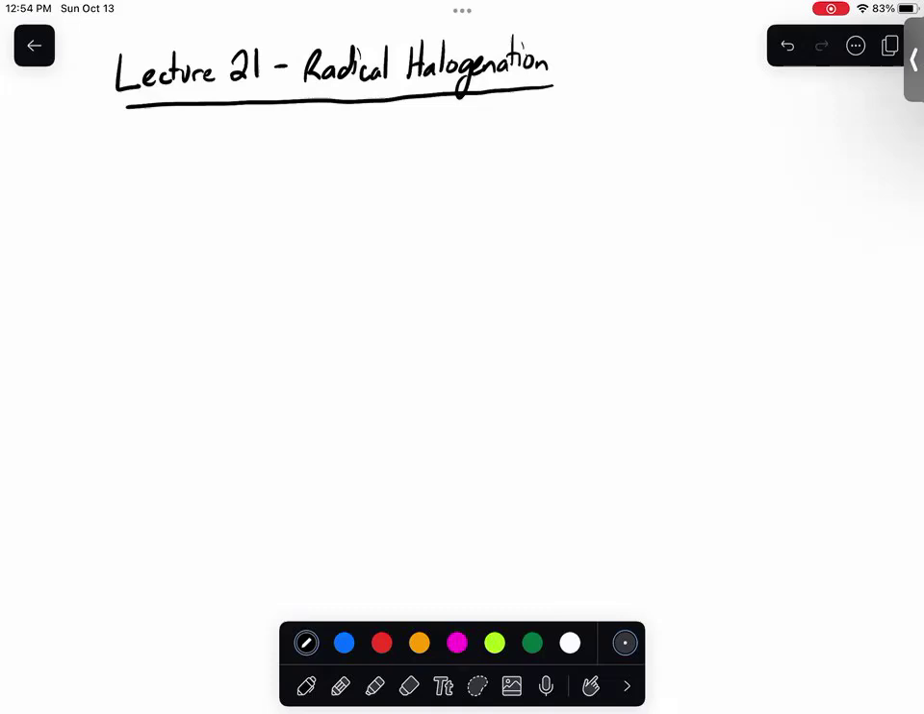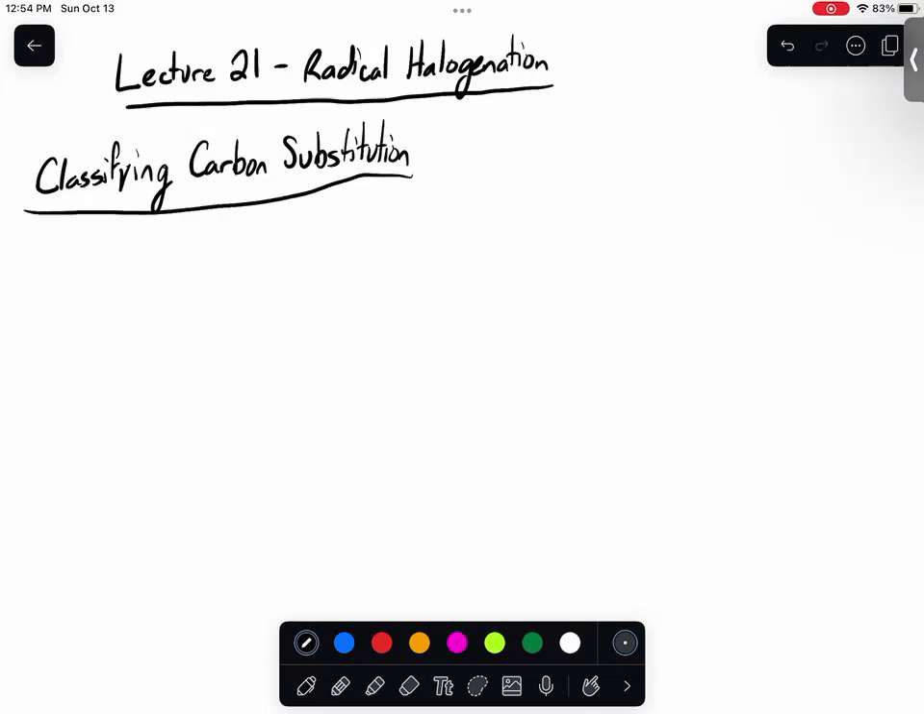So for radical halogenation, the first thing that we're actually going to talk about is what we call classifying carbon substitution. All right, and this is a way for us to identify when different carbons are going to stabilize things more. The way carbon substitution works is essentially the substitution number just indicates the number of carbons that are connected to that carbon.